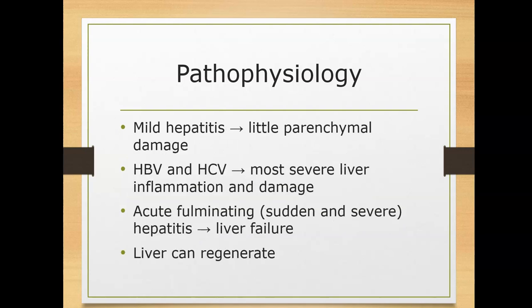Generally, if somebody has a milder form of hepatitis, there's going to be little parenchymal damage, or little damage to the liver. For hepatitis B and C infections, you're more likely to see more severe liver inflammation and damage. And something called acute fulminating hepatitis, sudden and severe hepatitis that can lead to liver failure. I feel like I've seen patients come in with acetaminophen overdoses that develop acute fulminating hepatitis, which leads to liver failure. The liver does have regeneration capabilities, but scarring can interfere long-term with liver function. So once that tissue is scarred, it's not going to be able to regenerate.